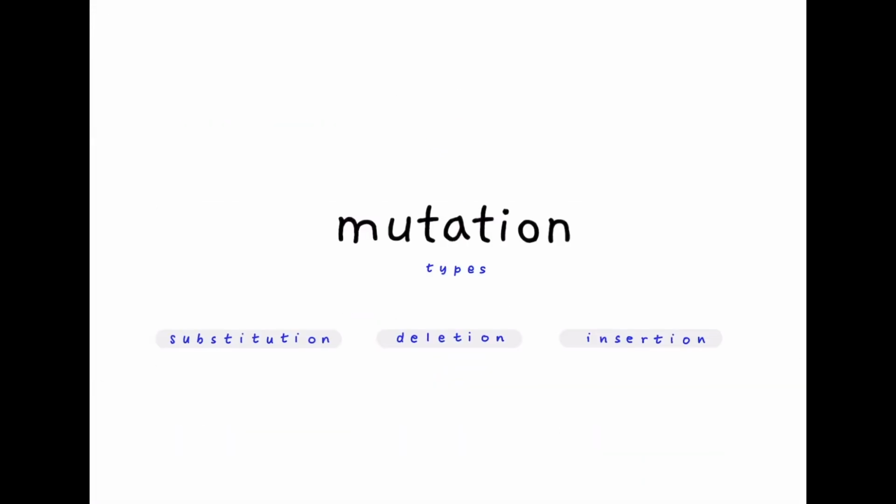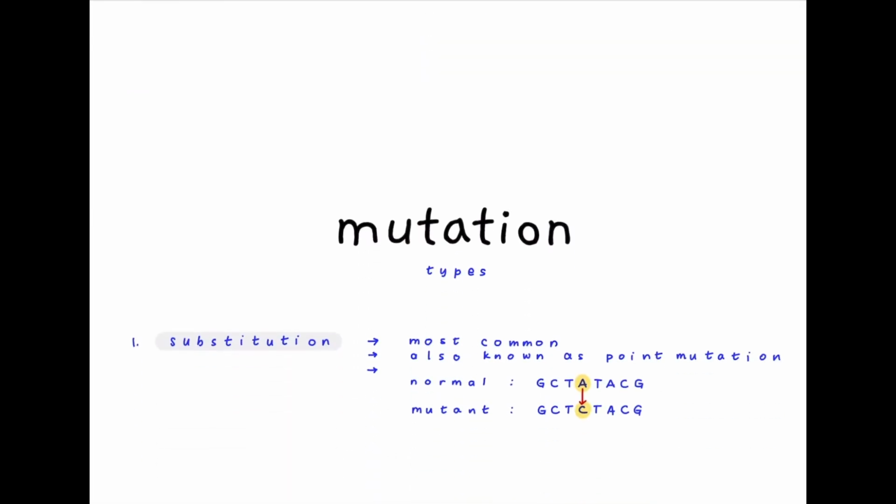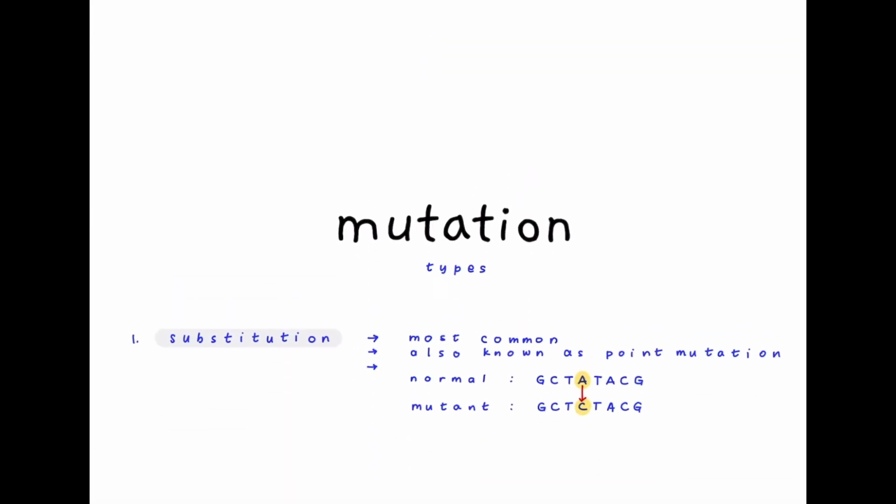Mutation in our cells have three different types. First one is substitution. Second, deletion. And the third one is insertion. Let us first take a look what substitution is. Substitution is the most common type of mutation, and this one is also known as point mutation.